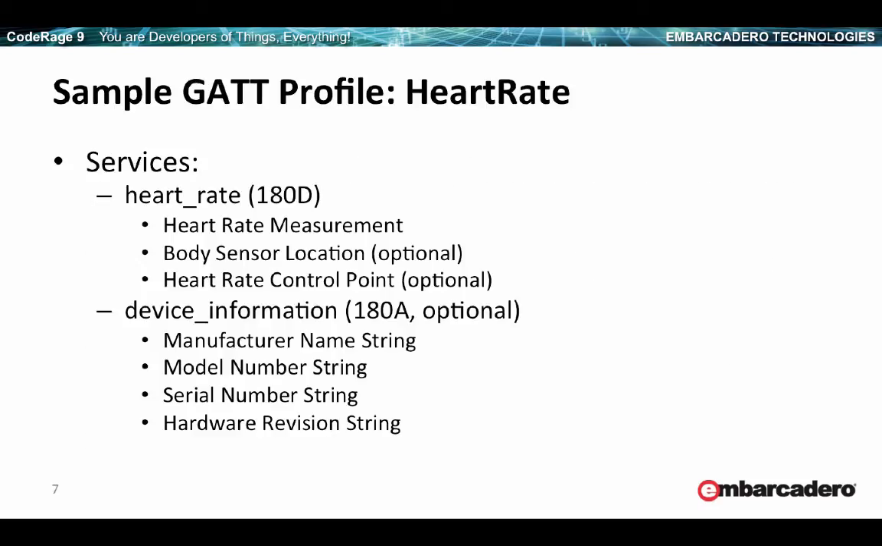To better understand the concept of a GATT profile, here we can see how the standard HeartRate profile is structured. It has one mandatory service, HeartRate, that implements 3 characteristics. The first one contains the beats per minute. The second characteristic, which is optional, contains the location of the sensor, for instance, the chest. This profile can implement another service, the device information, to display some interesting data like the model or serial number.